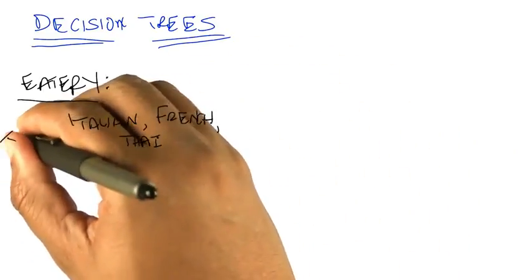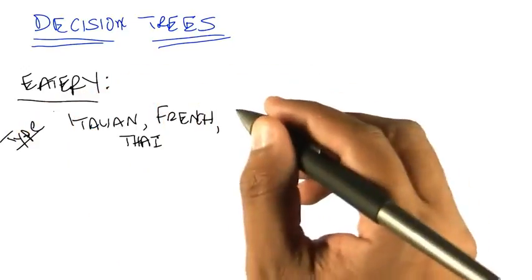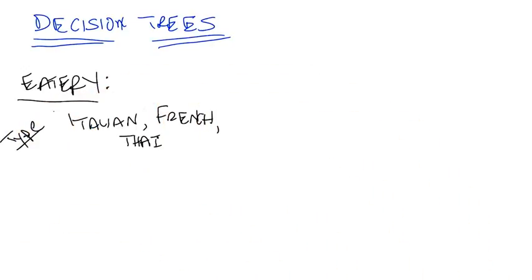So let's call that the type. So it could be Italian, it could be French, it could be Thai, it could be American. They're American restaurants, right? Sure. Greek, Armenian, any kind of restaurant you want. Okay, good. So that's something that probably matters because maybe you don't like Italian food, or maybe you really are in the mood for Thai. Sounds perfect. Okay, anything else?